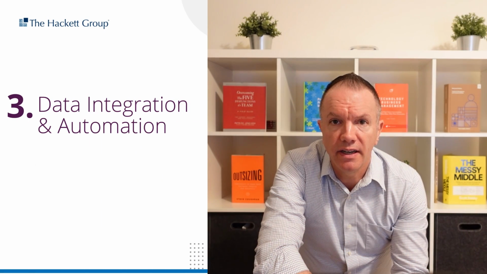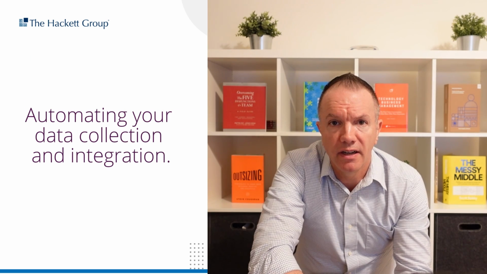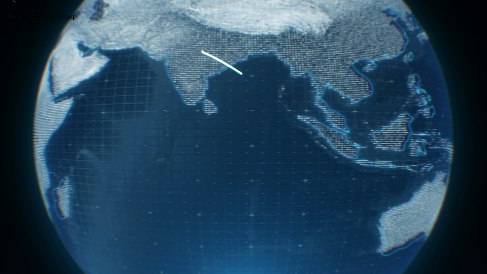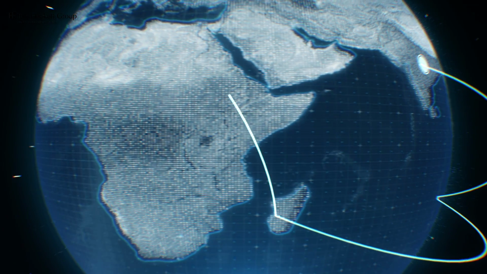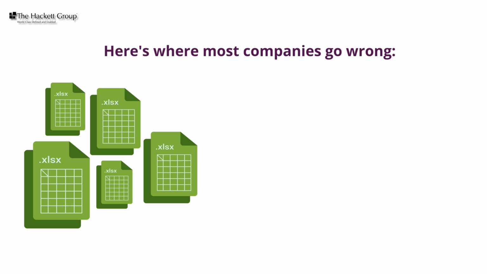Point 3, data integration and automation. The third critical phase is automating your data collection and integration. Let me paint a picture of what we typically see. Global organizations pulling financial data from multiple ERP systems, each supporting different business units and operations worldwide. Often the data arrives in completely inconsistent formats, if it's available at all. Here's where most companies go wrong. They try to solve this with more spreadsheets or by hiring more financial analysts, but that's trying to bail out a sinking ship with buckets.